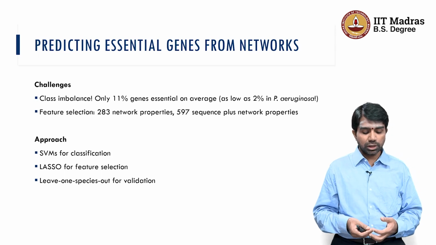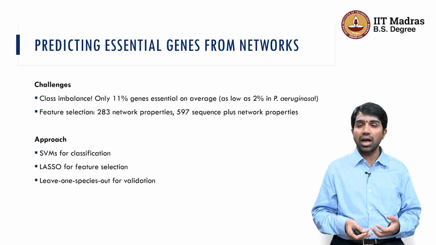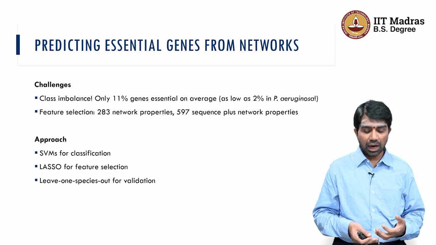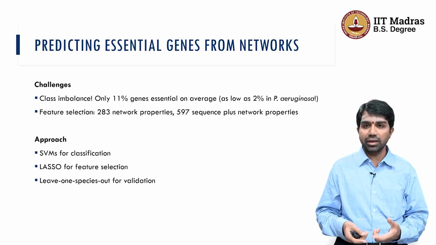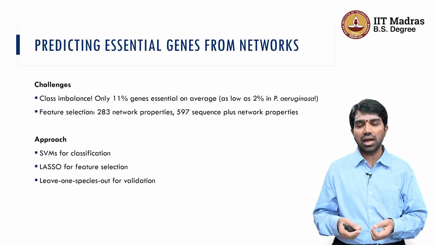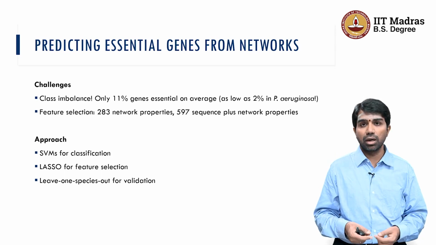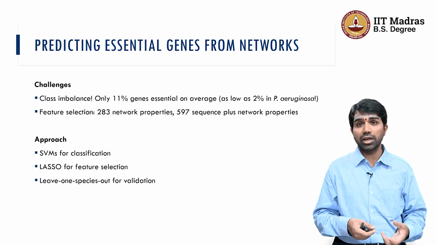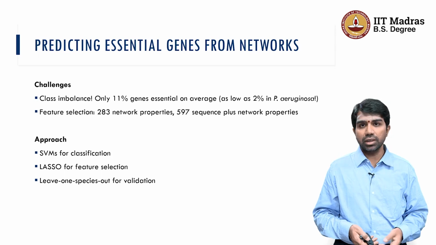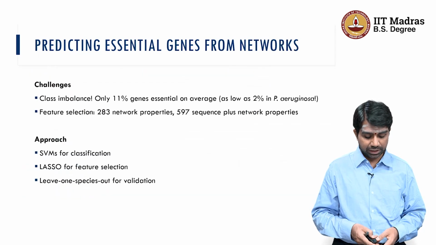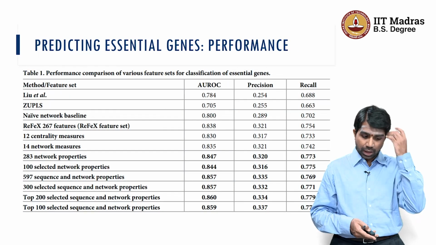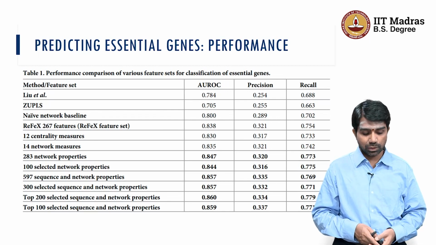And what was our approach? We used SVMs for classification and we used lasso for feature selection, and we also handled class imbalance by resampling the minority class. And we also did leave one species out for validation. And this is what our final results look like.